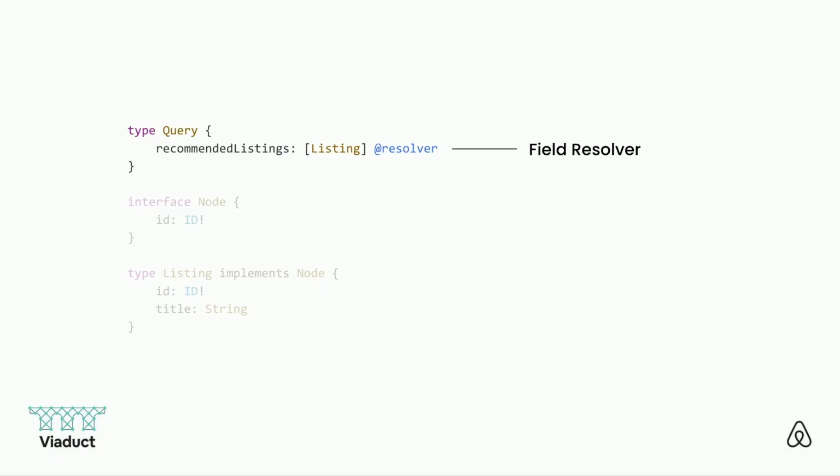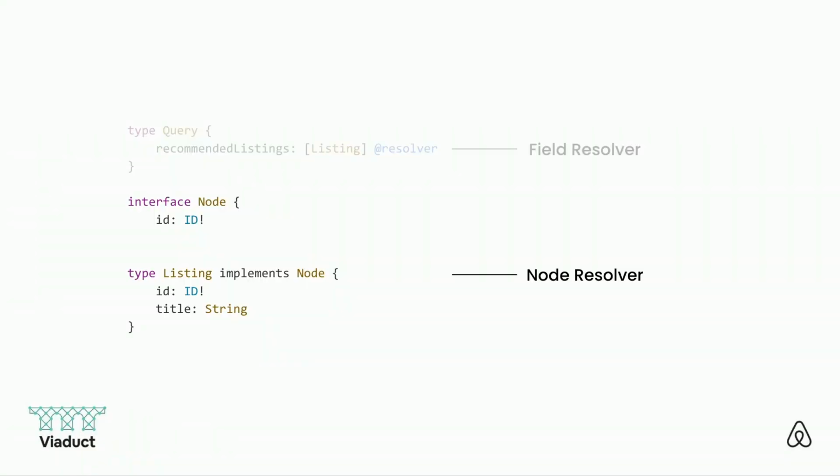So Viaduct is a schema-first system, and developers first define their schema and then provide resolvers for them. So naturally, the schema is the source of truth for what resolvers exist. And there are two types of resolvers. The first are field resolvers, which you can indicate by adding the resolver directive to your field. And then the second type of resolver is the node resolver. So for every object type in the schema that implements the node interface, there's a corresponding node resolver implementation.